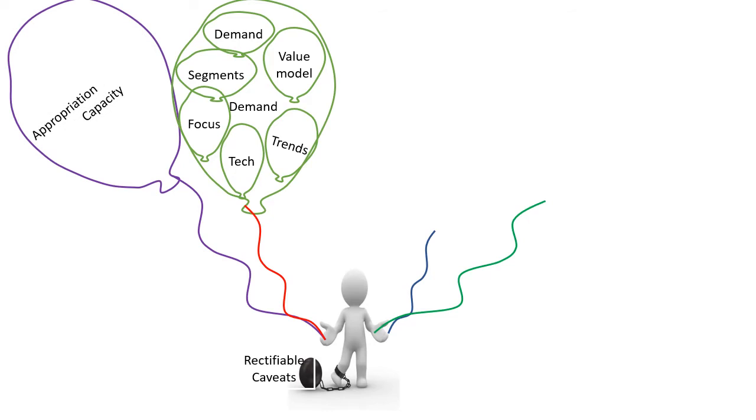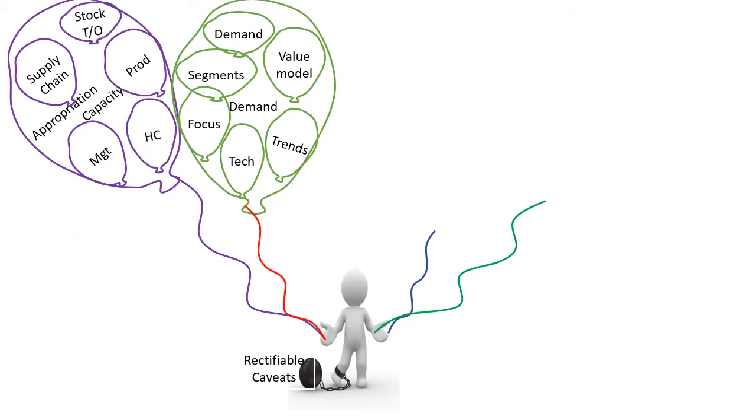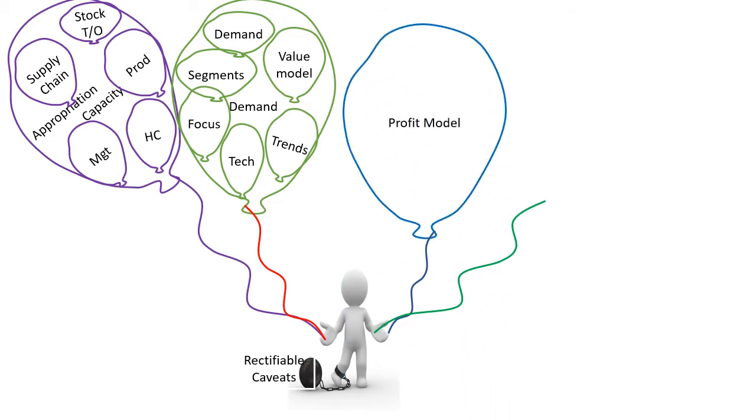Then we have to look at the appropriation capacity. If you have demand, can you appropriate it, and do you have the capacity to do so? Looking specifically at the management, it's always very important. Do you have a supply chain in place? Can you do the production if necessary? What is your stock turnover? What is the human capacity that you have to do the job? So once you have the demand, can you appropriate it?